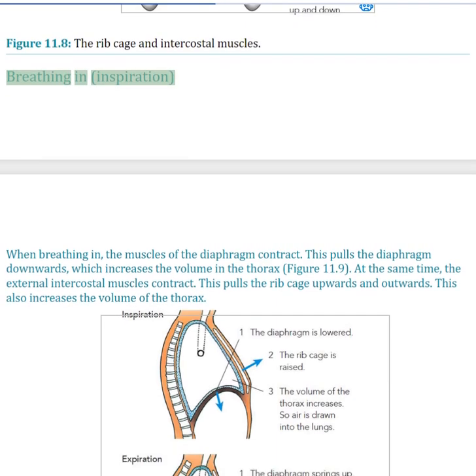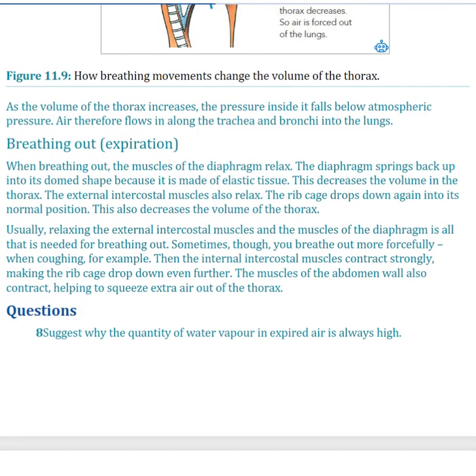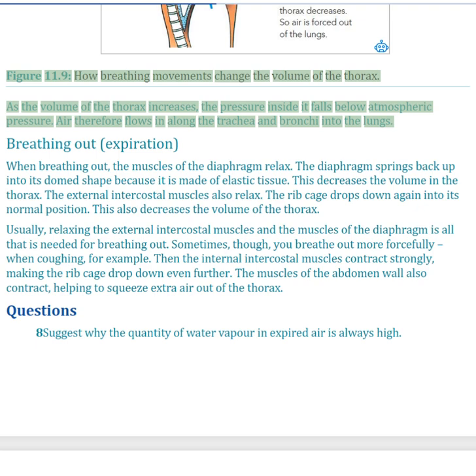Breathing in. When breathing in, the muscles of the diaphragm contract. This pulls the diaphragm downwards, which increases the volume in the thorax. At the same time, the external intercostal muscles contract. This pulls the rib cage upwards and outwards. This also increases the volume of the thorax. Figure 11.9. How breathing movements change the volume of the thorax.